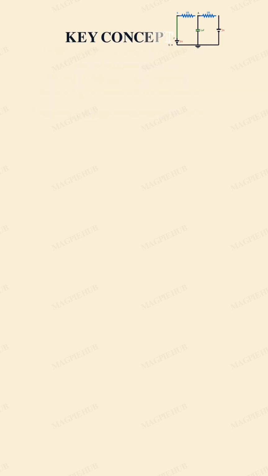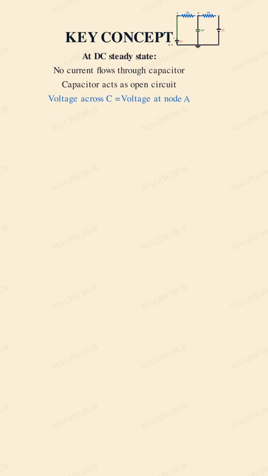The key concept: at DC steady state, no current flows through the capacitor. It behaves like an open circuit. So the charge on the capacitor equals capacitance C times the voltage at node A. We need to find the voltage at node A using the resistive network with the batteries.